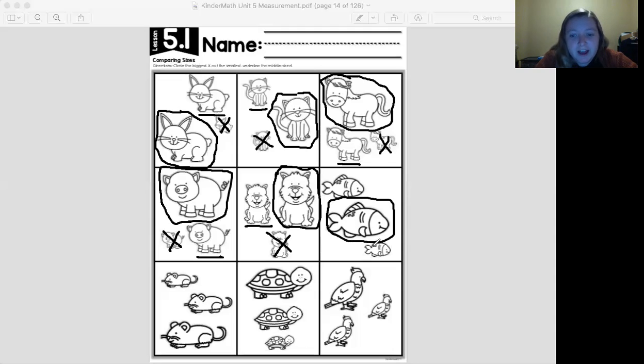You should have X'd out the smallest. And you should put a line under the middle-sized. Okay, so you should have circled the biggest, X'd out the smallest, and put a line under the middle-sized, okay? All right, I want you to check and make sure your answers are correct before we move on to the next step.